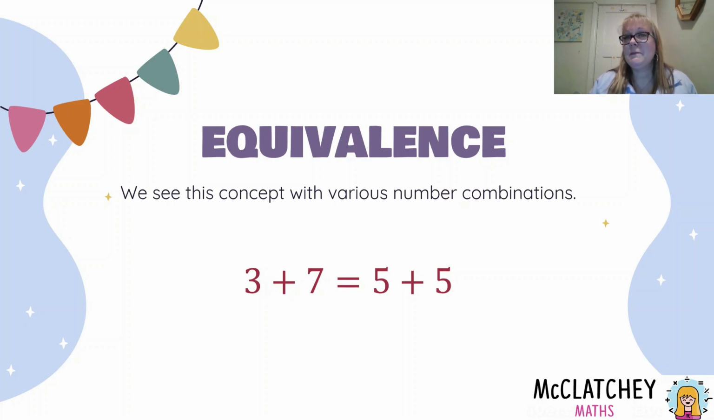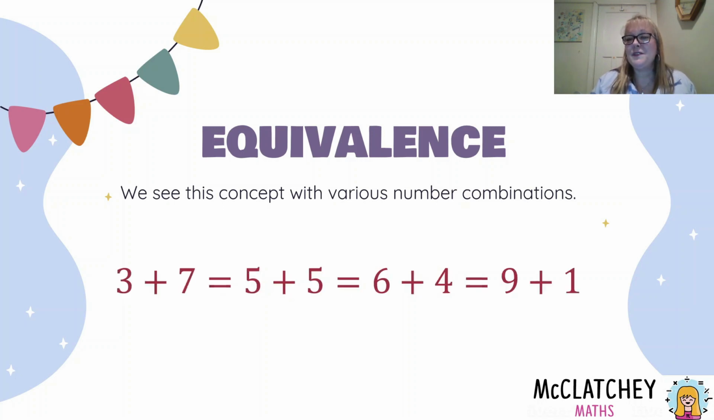And here we go with some more examples of those number combinations. 3 plus 7 being 10 equals 5 plus 5, which equals 6 plus 4, which equals 9 plus 1, and so on. So we can see that there are lots of different possible combinations, and we're just introducing letters into the mix.